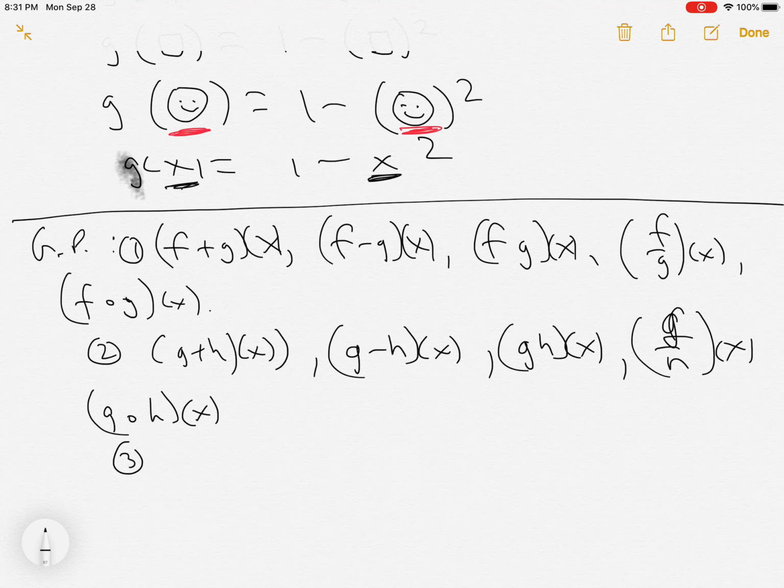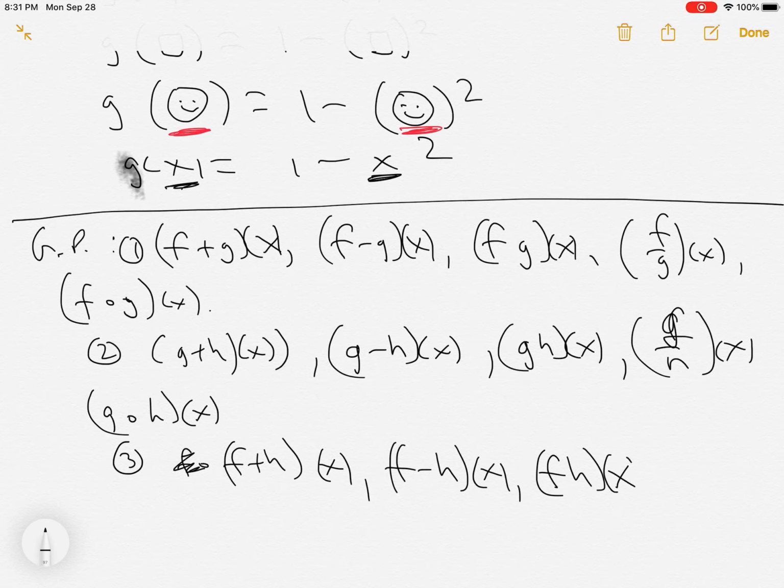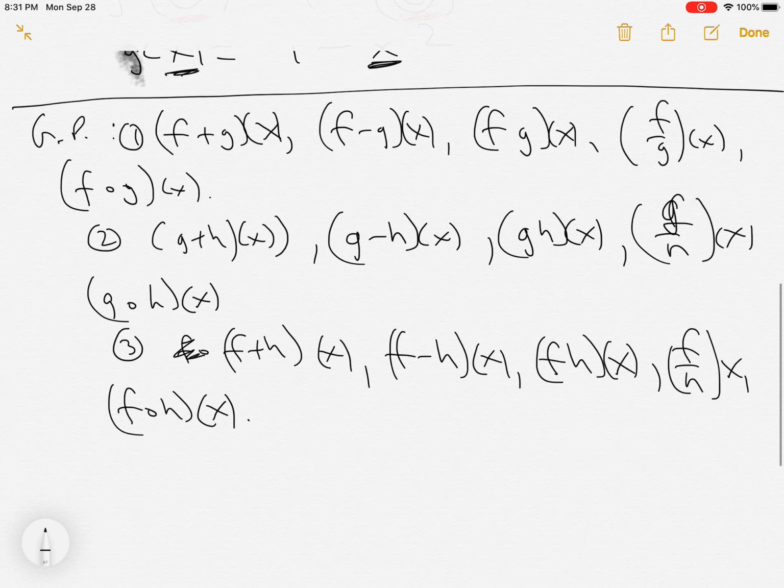And then the last thing: we did f and g, g and h, and now we're going to go f with h. So f plus h of x, f minus h of x, f times h of x, f over h of x, and f composed with h of x. So these are 15 problems you're to do and turn in on paper. And you want to simplify these.